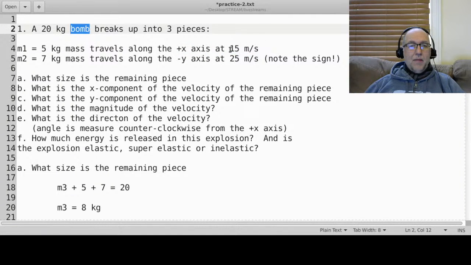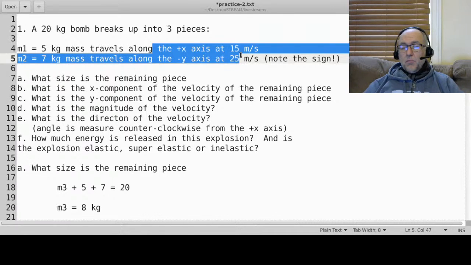I mean, I call this thing a bomb, but like 15 meters per second is not that fast, okay? And we have a second piece, a 7 kilogram mass. It's going to be traveling along the minus X axis at 25 meters per second. And note the sign, it's actually traveling along the negative X axis. I don't have any angles in this particular problem. I will in a variation of it.